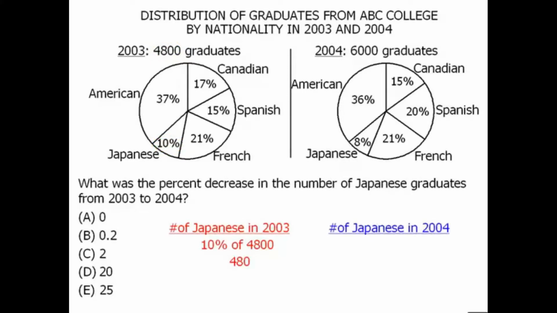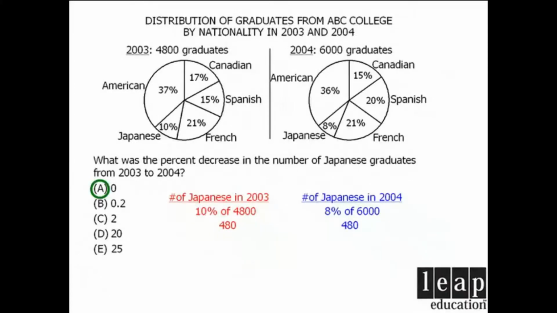Now let's determine the number of Japanese graduates in 2004. The chart tells us that there were 6,000 graduates in 2004, and 8% of them were Japanese. So the total number of Japanese in 2004 will be 8% of 6,000, which equals 480. So we have the same number of Japanese graduates in 2003 and 2004, so the percent decrease will be equal to 0, which means our answer is A.